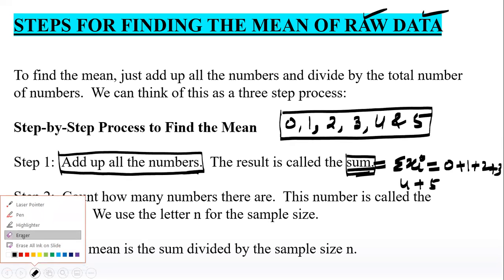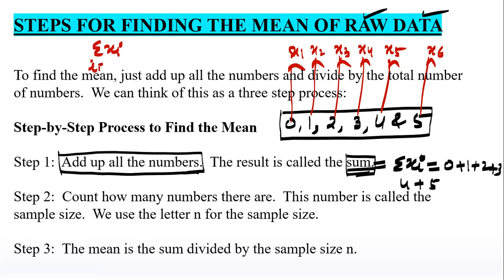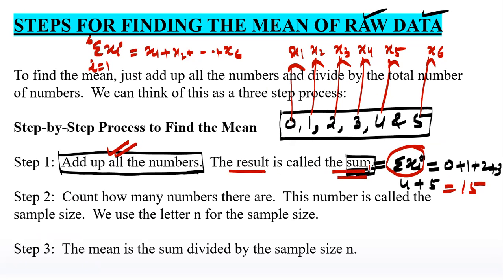What is summation xi? We denote these as x1, x2, x3, x4, x5, x6. Their sum we denote simply as summation xi, where i varies from 1 to 6. This is simply x1 plus x2 up to x6. We will find their sum, and it would be 15. The first step, add up all the numbers. This result is known as the sum. Sum equals summation xi, and we add all these entries and it will be 15.